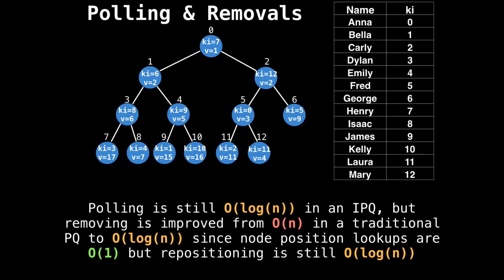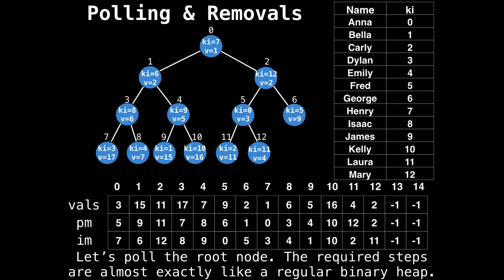Next up, I want to talk about polling and removing elements from an indexed priority queue. Polling is still a logarithmic operation. However, removing is improved from a linear time complexity to a logarithmic time complexity, since node position lookups are now constant time, but repositioning the nodes after a removal to satisfy the heap invariant is still logarithmic. So let's jump into an example. Suppose we want to poll the root node. This is something we often want to do since it'll give us the key value pair with the lowest value in the heap.